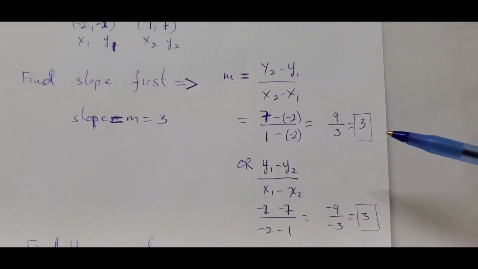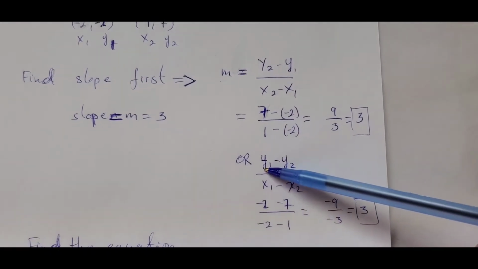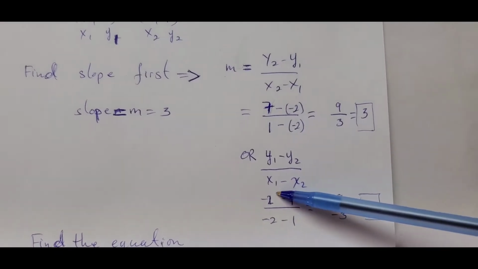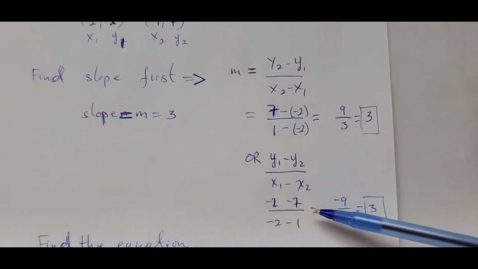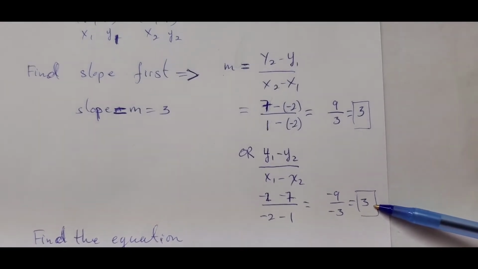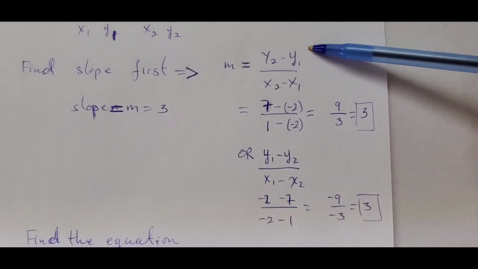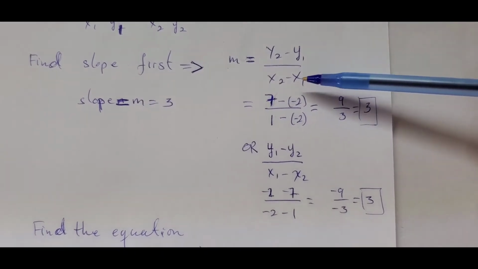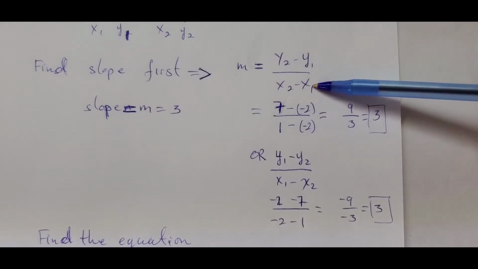Now here is another way to do this. You can also do y1 first and then minus y2. Same thing with the bottom: x1 minus x2. It will come out to the same answer. Now be very careful, because we tend to make this mistake. We tend to put the x on top and the y on the bottom. Again, you cannot do that. It has to be y on top and then x on the bottom.